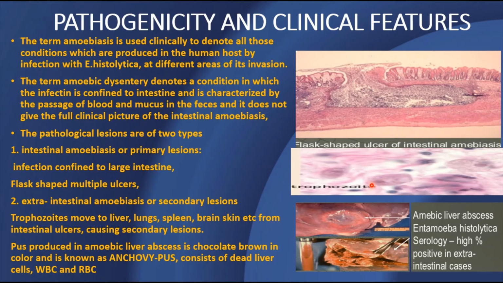The pus produced in amoebic liver abscesses, so here you can see, is chocolate brown in color and is known as anchovy sauce pus. Here in this test tube, we call it anchovy sauce pus. It consists of dead liver cells, WBC and RBC. Amoebic liver abscesses caused by Entamoeba histolytica are serologically highly positive in extraintestinal cases. So this is all about the pathogenicity and clinical features of amoebiasis caused by Entamoeba histolytica.